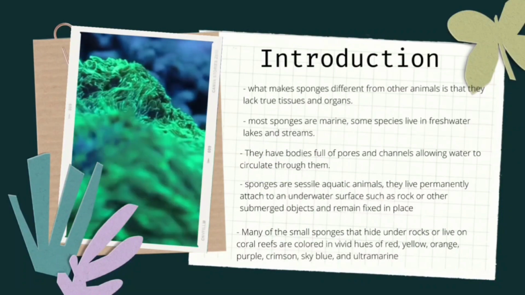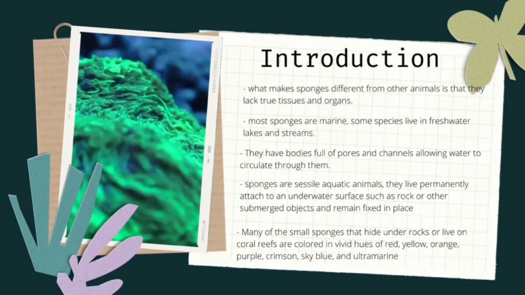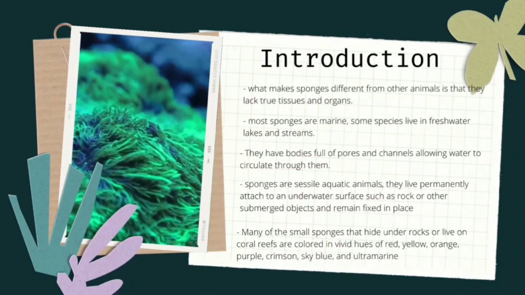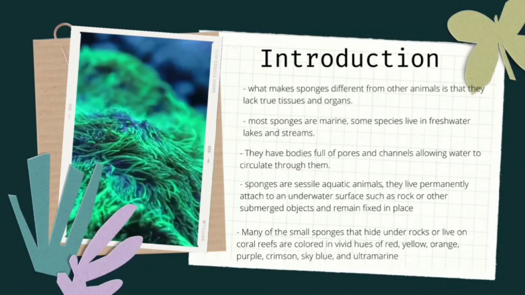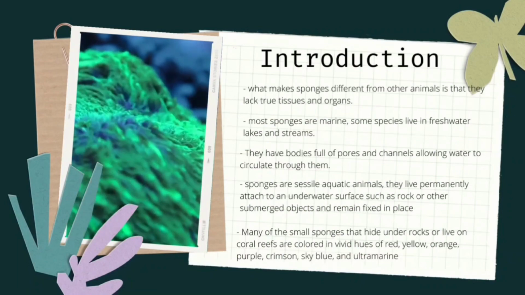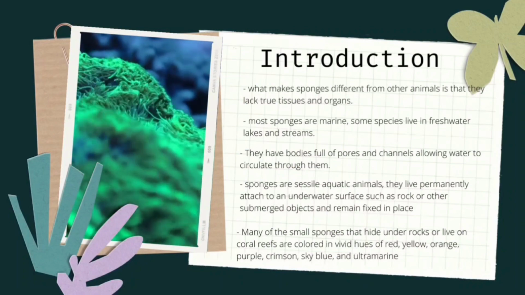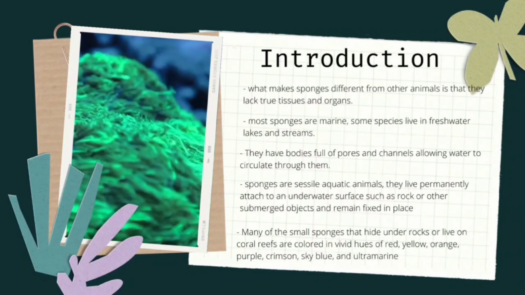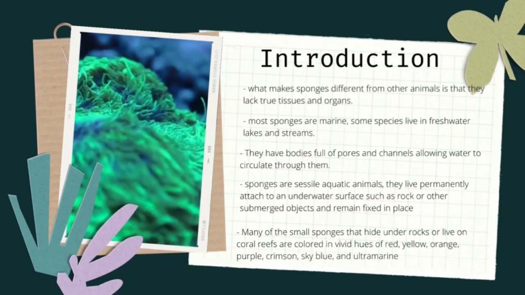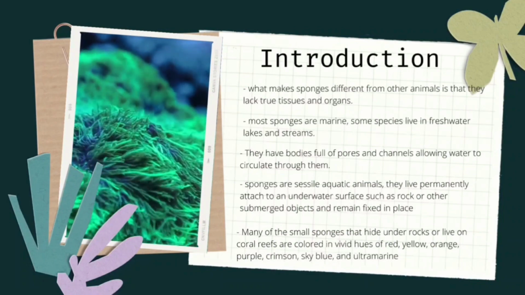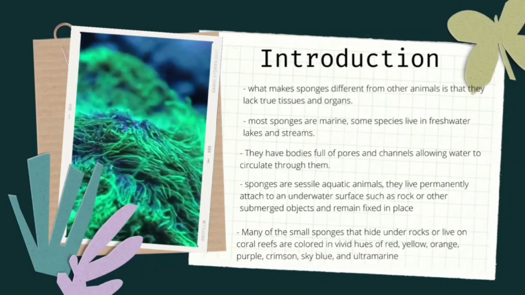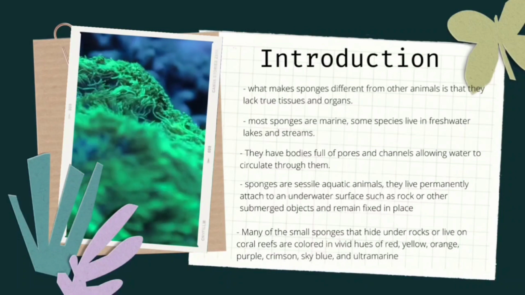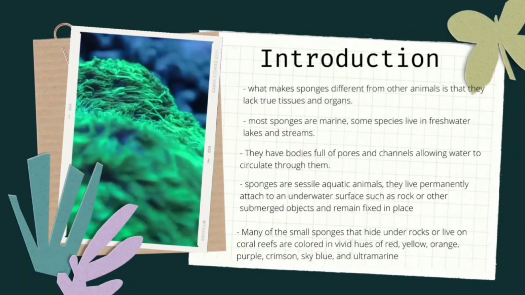What makes sponges different from other animals is that they lack true tissues and organs. Most sponges are marine. Some species live in freshwater lakes and streams. Furthermore, they have bodies full of pores and channels allowing water to circulate through them. Other than that, sponges are sessile aquatic animals. They live permanently attached to an underwater surface such as rock or other submerged objects and remain fixed in place.